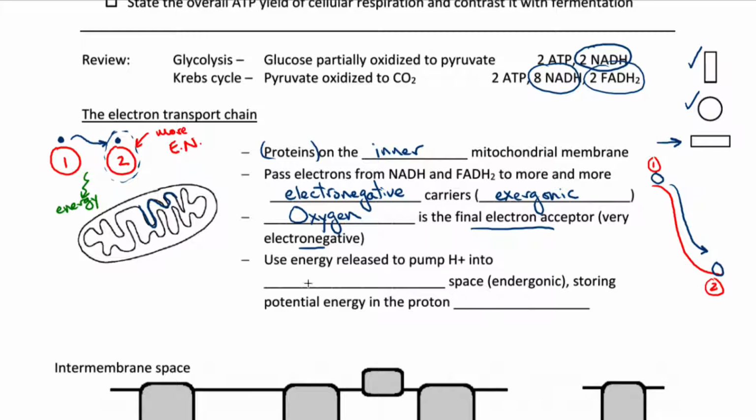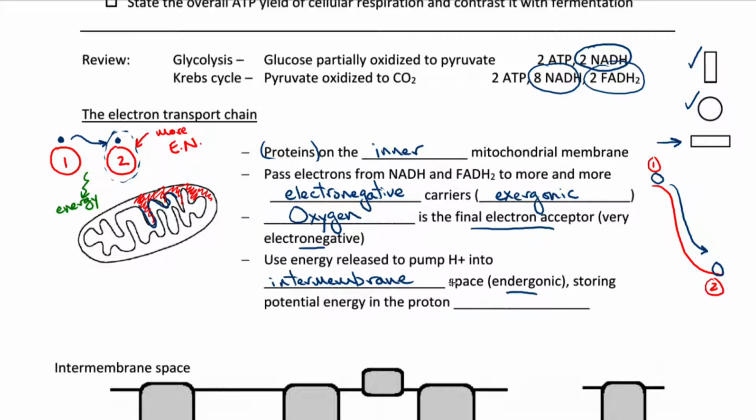So by passing these electrons to more and more electronegative proteins, we're going to release energy, and that energy is going to be used to pump hydrogen, to pump protons, into the intermembrane space. The intermembrane space is the space that's between the inner and outer mitochondrial membrane. And so we're pumping protons into this space in here that I'm shading in red. We're going to pack a bunch of protons in there, and doing that requires work. It's endergonic. It takes energy.